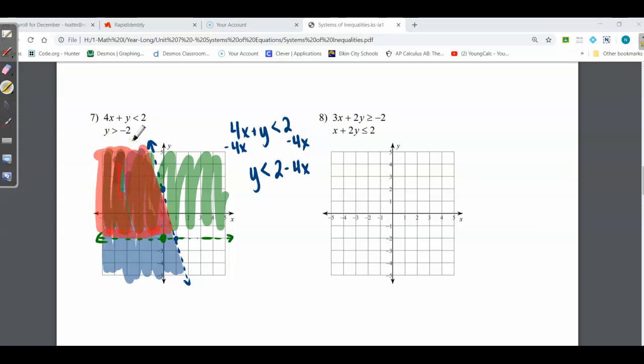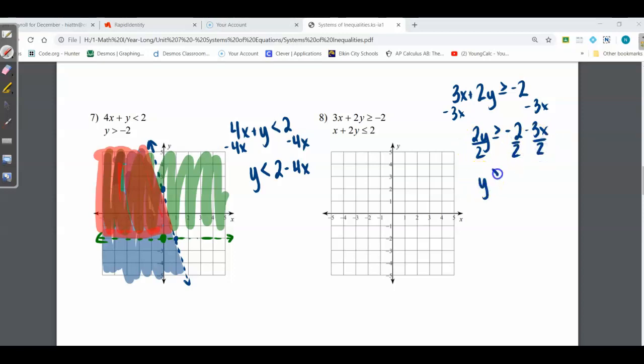Okay. For number 8, you've got 2 equations that need to be solved for y. So let's look at both of those. For the first, we've got 3x plus 2y is greater than or equal to negative 2. So we would have to subtract the 3x. 2y is greater than or equal to negative 2 minus 3x. And then we would divide by 2. So y is greater than or equal to negative 1 minus 3 halves x.